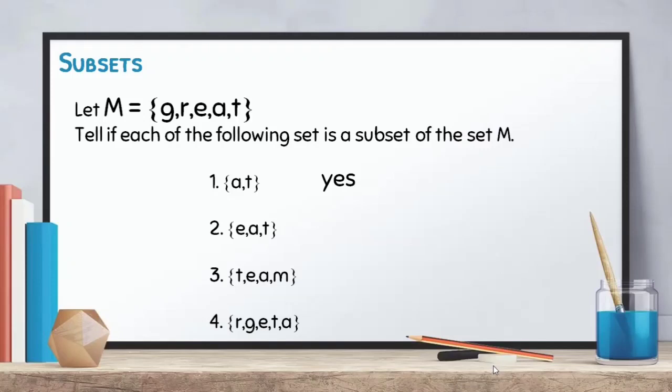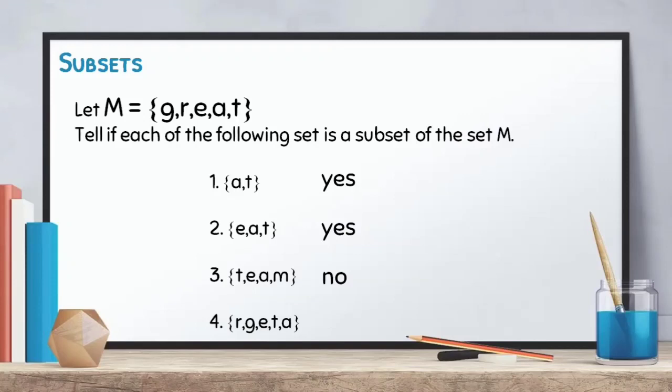How about number 2? EAT, is that a subset of set M? Yes, definitely, right? Because E, A, and T are also elements of our set M. Now for number 3, we have TEAM. Is that a subset of our set M? No, right? Because we have here one element which is M, but it is not an element of our set M. Okay?